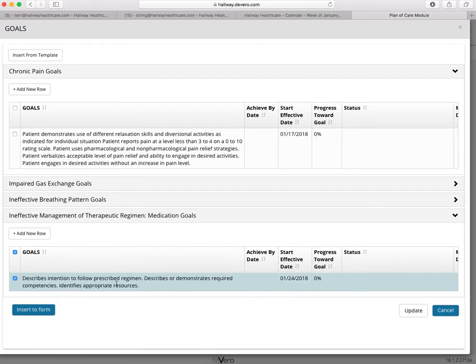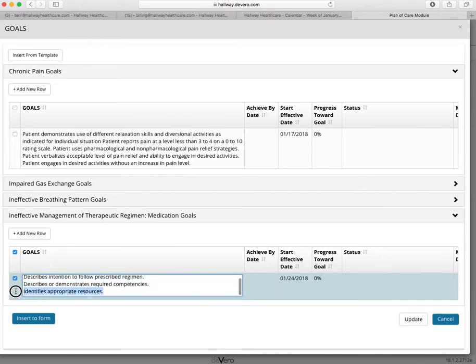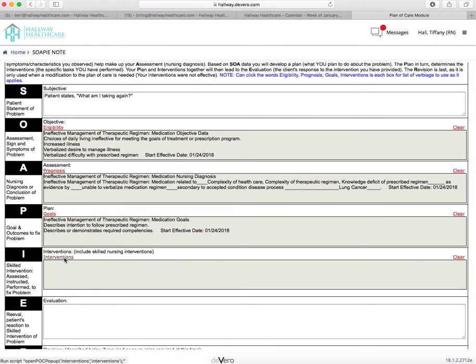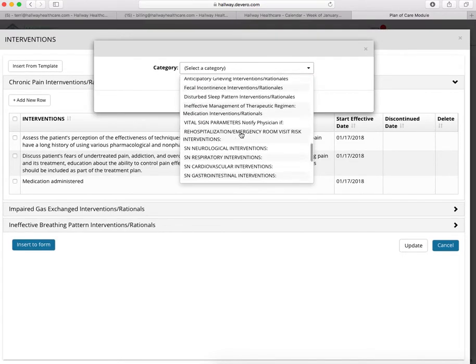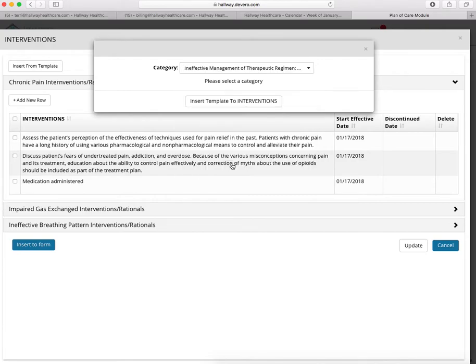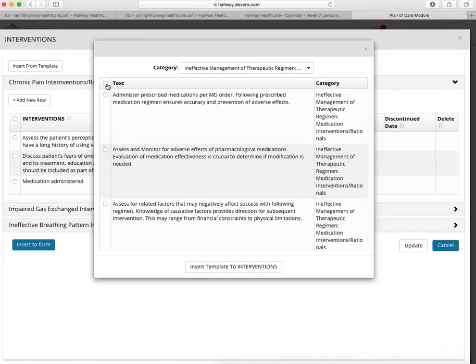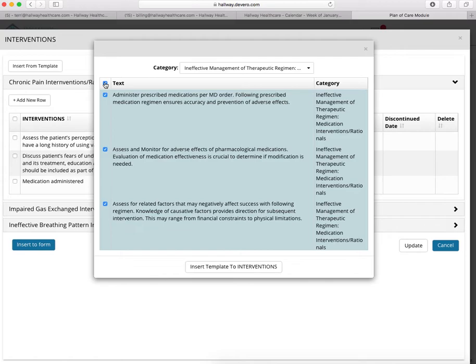Okay, there is only 2 goals here, and actually 3. Identify appropriate resources. Okay, so this one is not applicable to him. Okay, so yes, I'm going to have both those goals. Interventions, insert from template, select the category. My category is obviously the nursing care plan I'm talking about. Currently, I will, during this time, select again the checkbox of it all. So that way when I come back to it again down the road, I can just choose which ones apply.